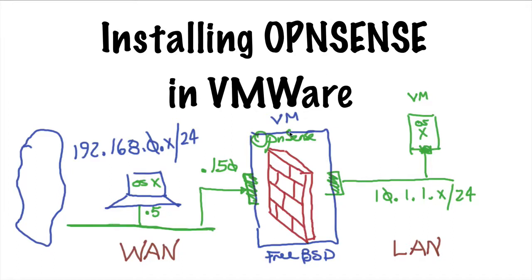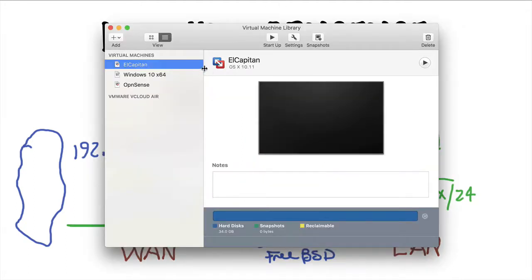Now when I first set this up and install it, I'm only going to install the WAN interface just to get that to work and to make sure I know which interface is the WAN and which one is the LAN. Now as I say, I do this in OS X, but you can do it in Workstation. We're simply going to add a new virtual machine.